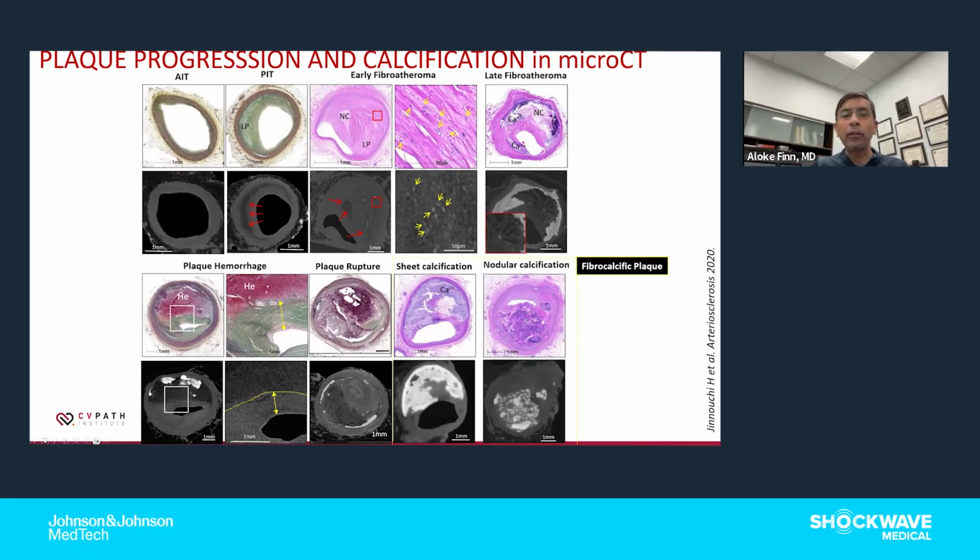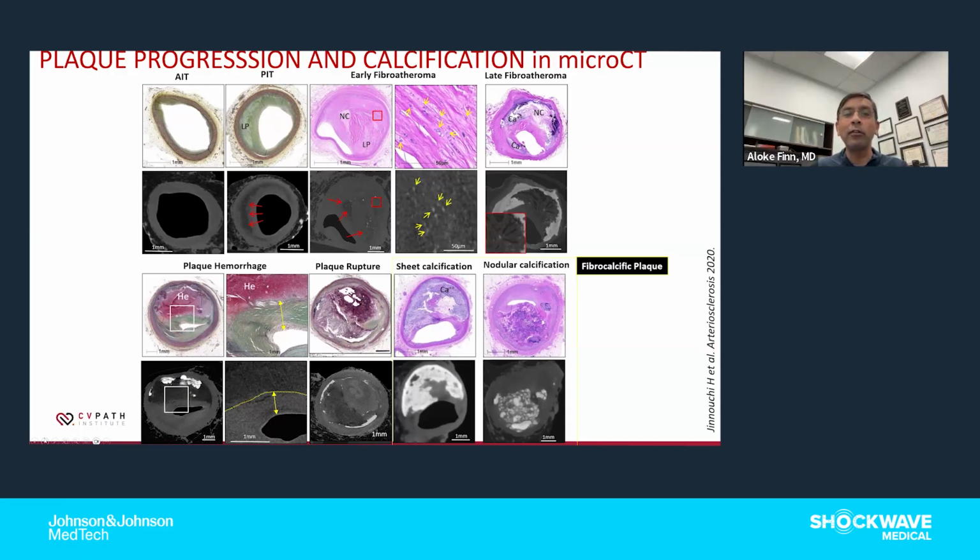Obviously, plaque progression and calcification, I said, go hand in hand. Here I'm showing you the histology on the upper panel and the micro CT. So not a CT, but literally a micro CT, super high resolution CT that's really not clinically available. The micro CT is an extremely important element in terms of detecting calcium because it's so sensitive to detecting different morphologies of calcium, much more than a clinical CT would be.